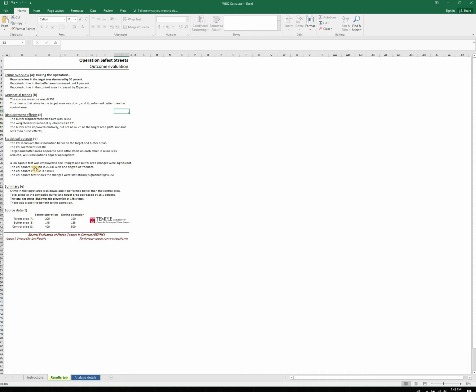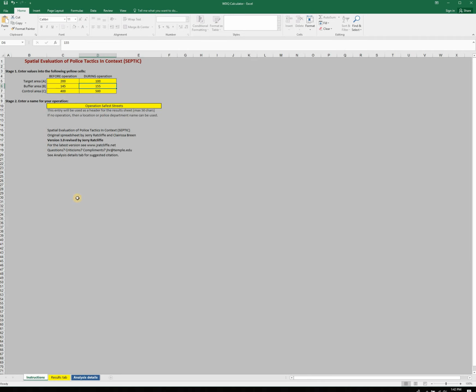Right, we'll skip the statistical outputs and we'll again just go to our summary, which tells us that crime in the target area was down and it performed better than the control area. Total crime in the combined buffer and target areas decreased by 26.1%. The total net effect was the prevention of 176 crimes, and there was a positive benefit of the operation overall. Right, so of course the results are going to depend on what we put in to the calculator.